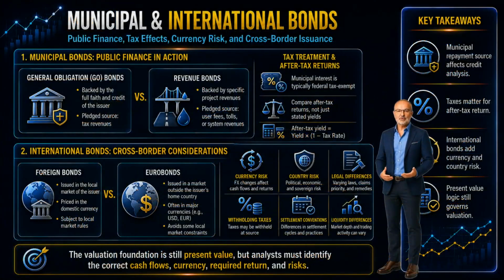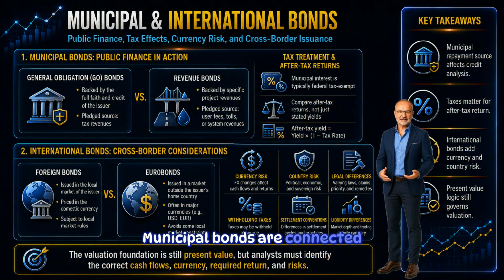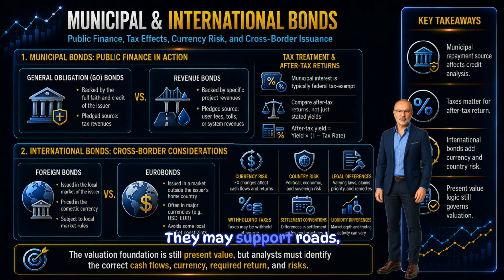Now, let's look at municipal and international bonds. Municipal bonds are connected to public finance. They may support roads, schools, utilities, hospitals, public buildings, or other projects that serve communities. But municipal bonds aren't all the same. A general obligation bond is supported by the issuer's broad taxing or fiscal capacity. A revenue bond is supported by revenue from a specific project or source. This distinction matters because the source of repayment affects credit analysis.